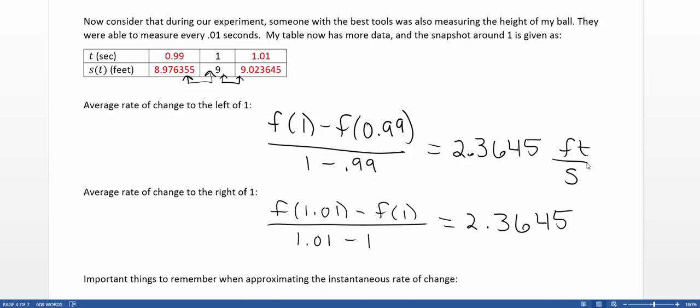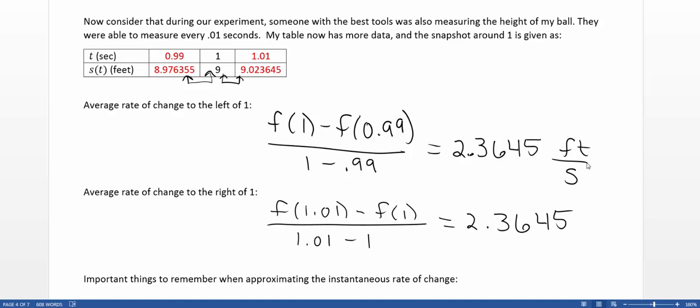Now, let's summarize the important points here about instantaneous rate of change. The instantaneous rate of change is how much a function is changing at 1 point. And the way we get the instantaneous rate of change is by looking at average rates of change around the point we're interested in, and we want to get as close as possible. Sometimes we can't get that close, and if that happens, we have to use our best guess by averaging the average rate of change on the left and the average rate of change on the right.